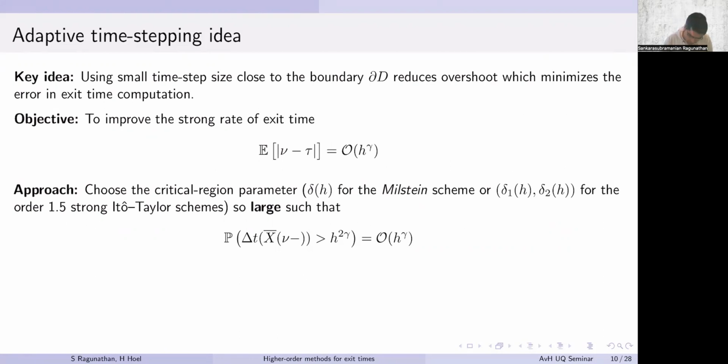So that can be done by considering that the probability be controlled in such a form. So the probability that the adaptive time step size is not the smallest time step size that we use is of a certain order, which is given by the order of the scheme that we employ. So that's the basic idea behind it.